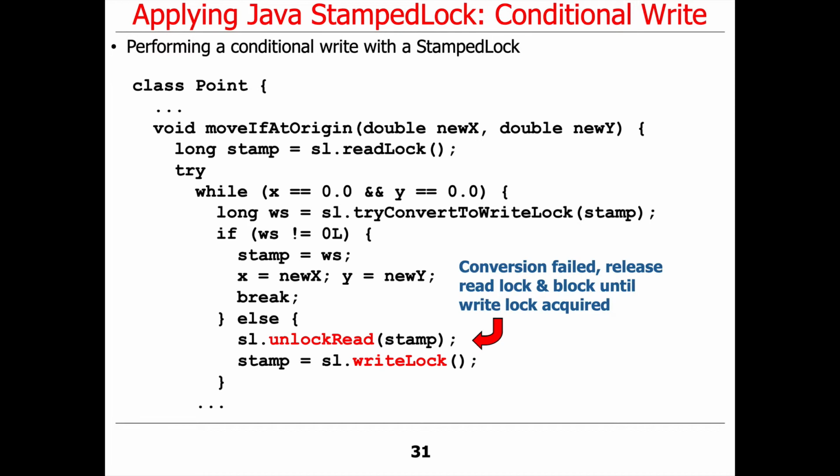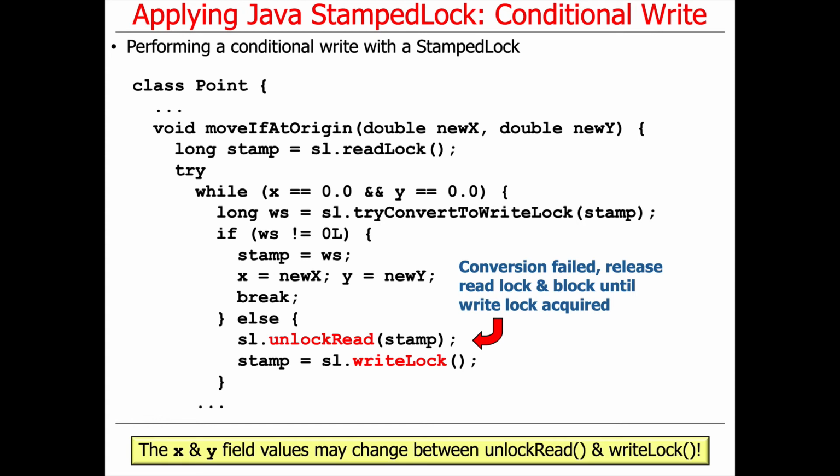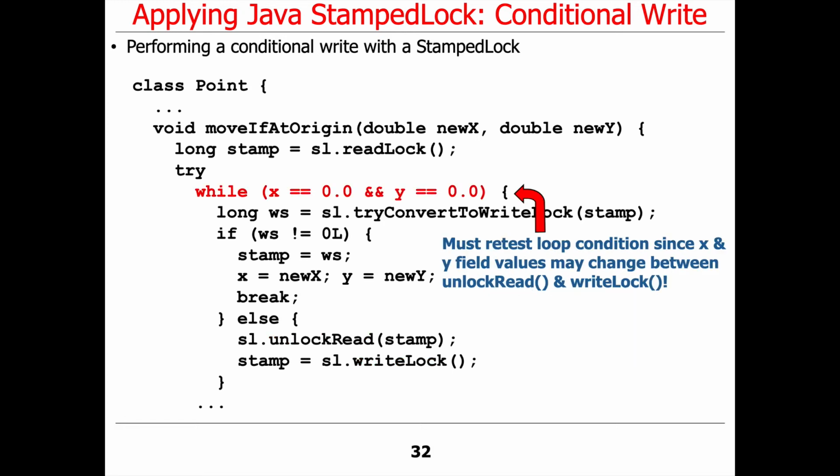Conversely, if the conversion failed, for example, if there was another lock that had this as a write lock, then we're going to have to release the read lock and then block again until a write lock is finally acquired. So the call to writeLock here may actually block until we're able to get exclusive access. Interestingly enough, the values of x and y could change between the call to unlockRead and the call to writeLock. So we have to loop back around again and retest this condition because those fields may have changed and therefore may no longer be what we expect them to be.